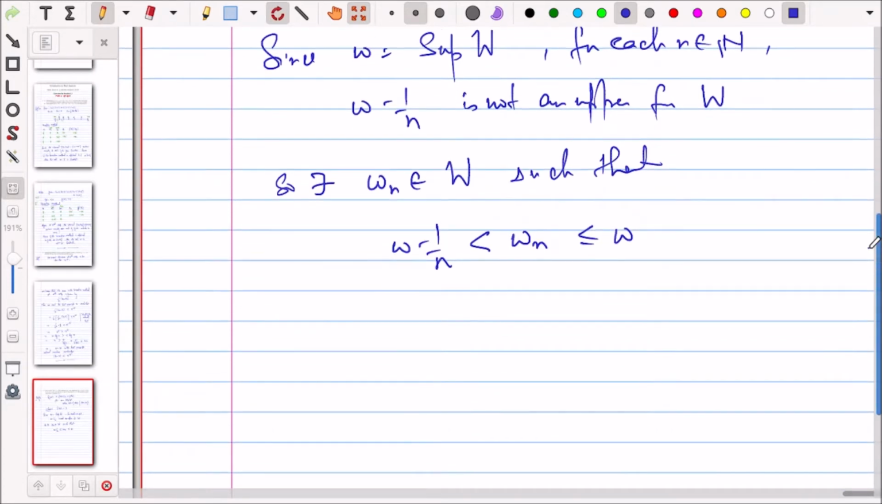And this implies the sequence wn converges to w, because it lies between w minus 1 by n and w. This is converging to w, and this is constant, so by the squeeze theorem this has to converge to w. So we have generated a sequence in W. So wn is a sequence in W that converges to w.